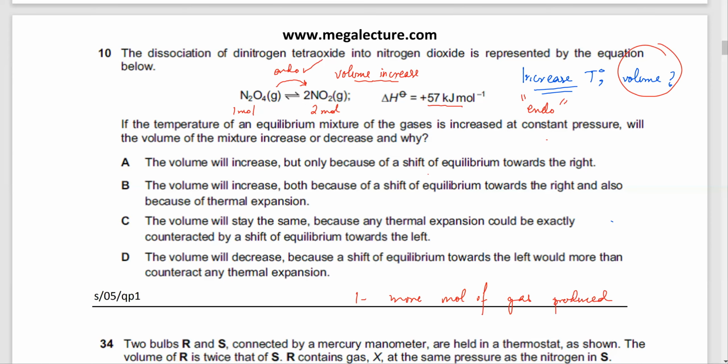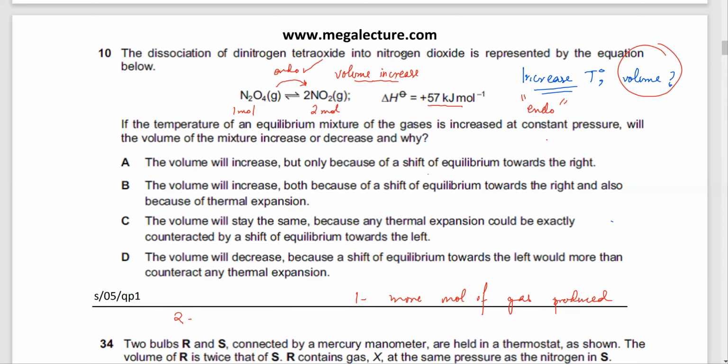So you have more moles of gas being produced. Endothermic reaction would be favored, so more forward reaction in this particular case. But there's a second reason for the volume of gas, and the second reason has to do with physics. That has more to do with common sense. They've actually given this in the options. Reason number two is why the volume increases.